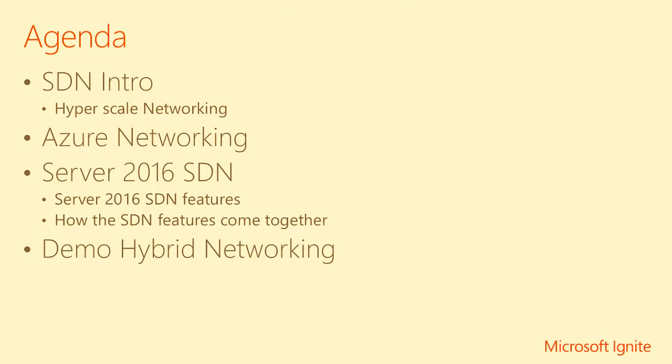All right, a quick agenda. Basically, we want to say what is SDN, and then give you a brief intro into SDN, and then how Azure networking features kind of use SDN, and then we talk about all the major features in Azure networking, and then see how those features are now available in Server 2016 SDN. We'll do a quick demo of hybrid connectivity between Azure to our on-prem deployment.